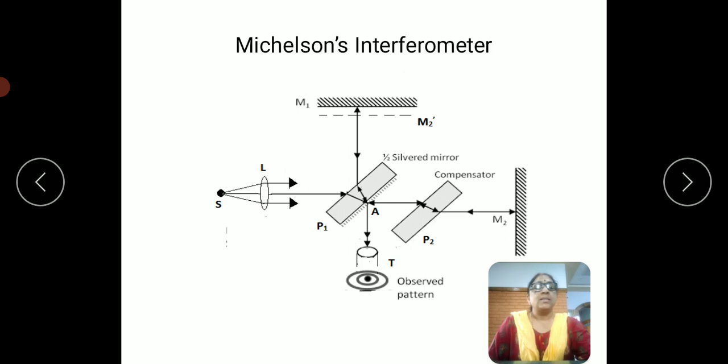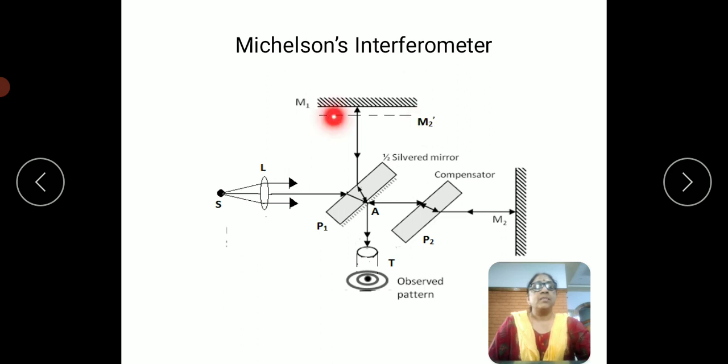A parallel beam of light from the convex lens L is incident on plate P1, which divides it, part towards M1 and part towards M2. After reflection from M2, if M1 and M2 are exactly perpendicular, then an image of M2 due to P1 forms across M2.